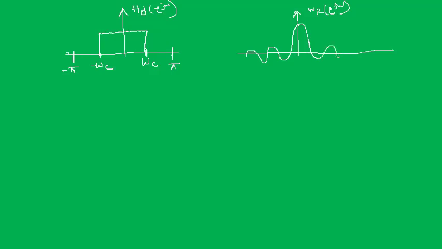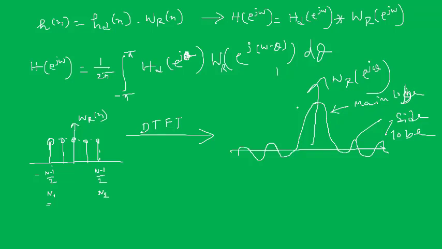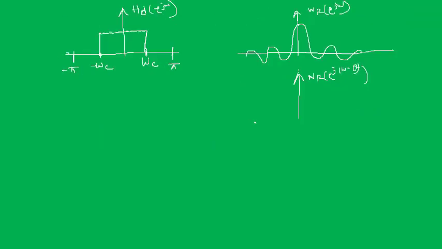So this thing we will get, and if we shift it by theta units, that is wr of e power j omega minus theta, as per the definition we have seen earlier. As per this definition of convolution, now these two spectra will convolve with each other. So we have to perform convolution, and that means we will have shifting of the spectrum. Something like this we may get.